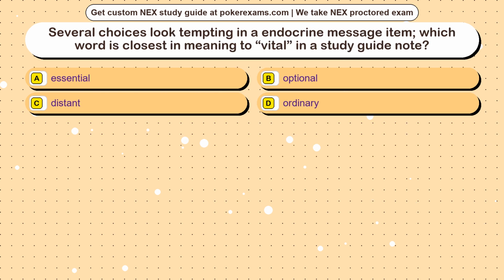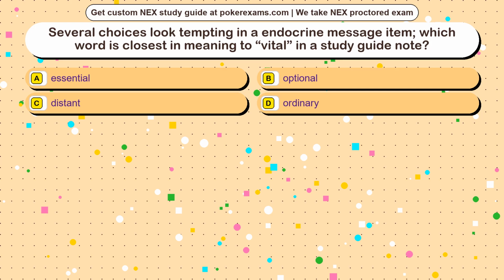Question 12. Several choices look tempting in an endocrine message item. Which word is closest in meaning to vital in a study guide note? Option A. Essential. Option B. Optional. Option C. Distant. Option D. Ordinary.